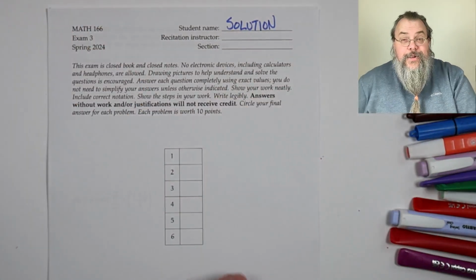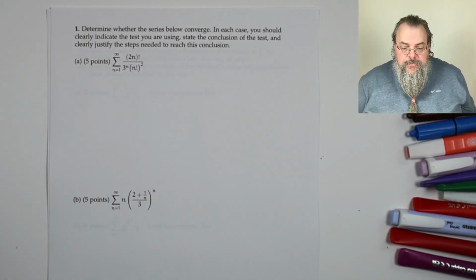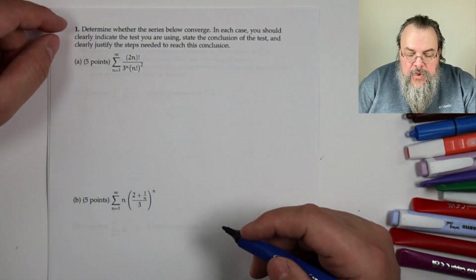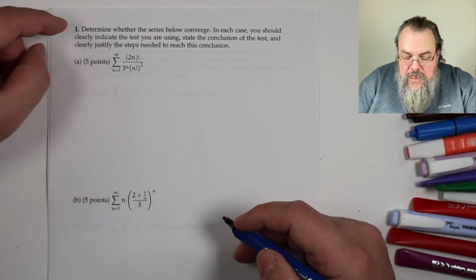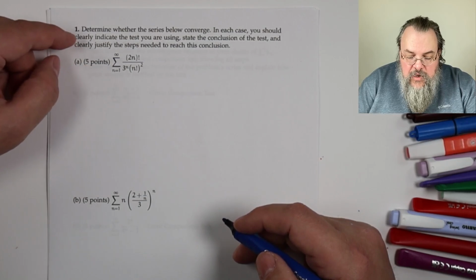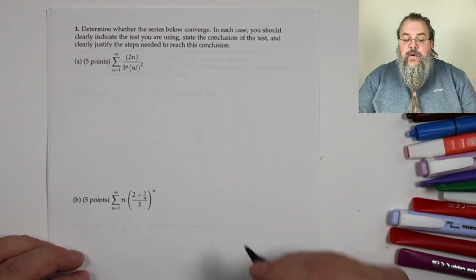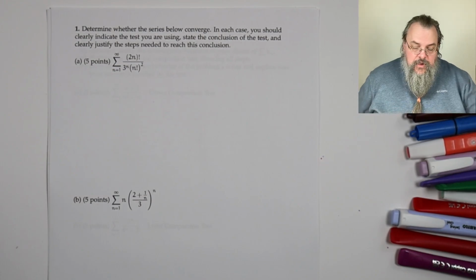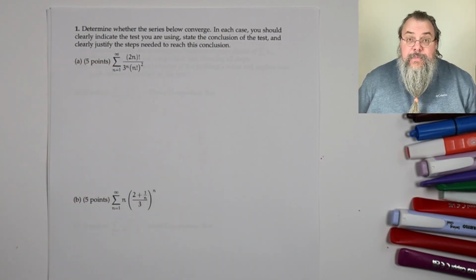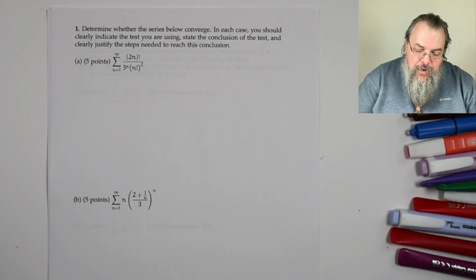All right, let's go. Our first problem. Determine whether the series below converge, because there's two of them. In each case, you should clearly indicate the test you are using, state the conclusion of the test, and clearly justify the steps needed to reach this conclusion. All right. Well, the nice thing is these look fairly independent of each other, so that's going to make our job straightforward.